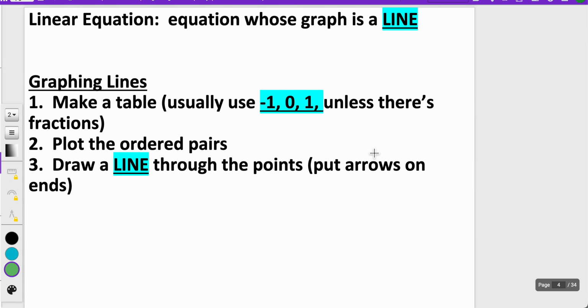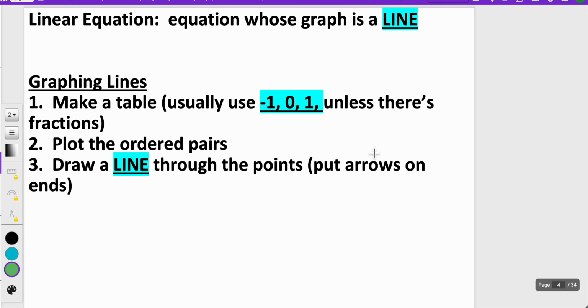First thing we want to know is that a linear equation is an equation that, when graphed, will make a line. So when we want to graph these, we can make a table. We're usually going to use -1, 0, and 1 unless there's a fraction, and I'll show you some things you can do when there's a fraction. Plot the ordered pairs and then draw a line through the points.